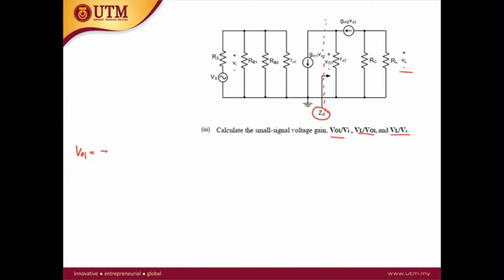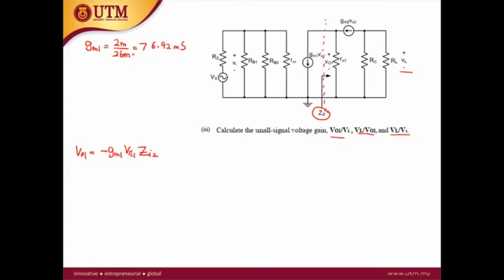equal to minus GM1 V pi 1 times the ZI2. What is GM1? GM1 is equal to IC. The IC current is 2 milliampere, so this is 2 milli over 26 milli. So the transconductance of Q1 is 76.92 milli.